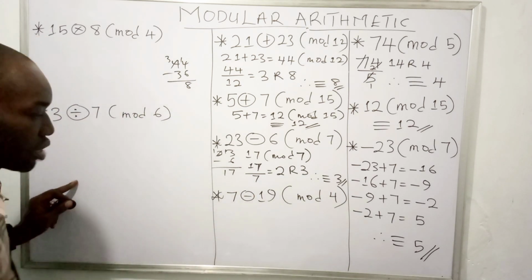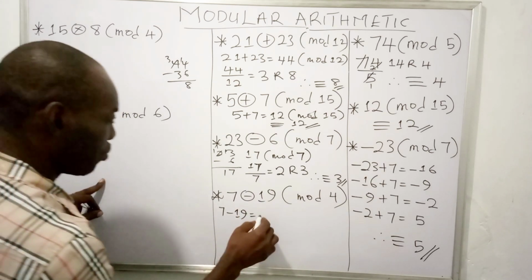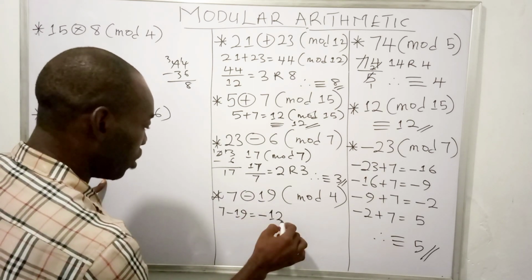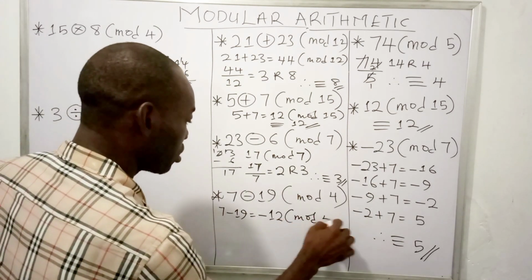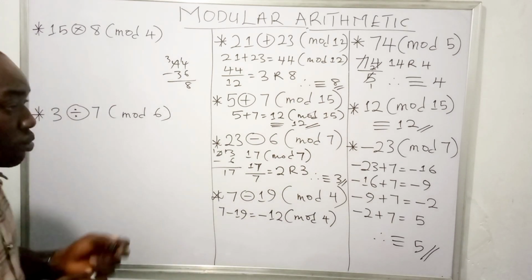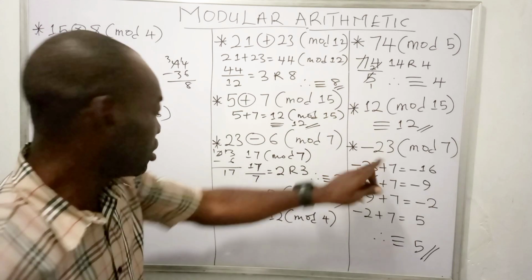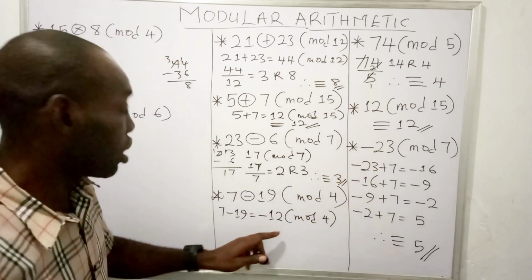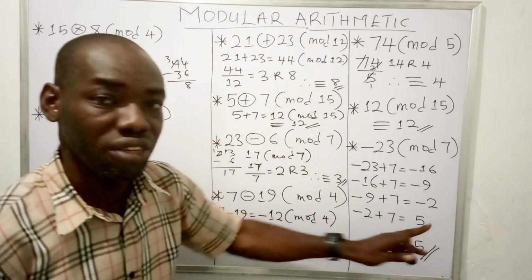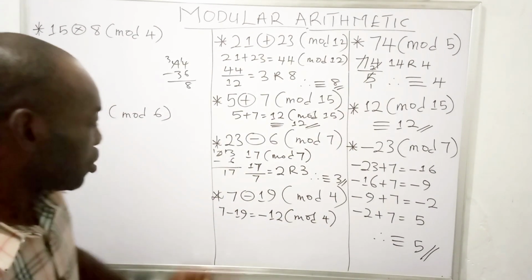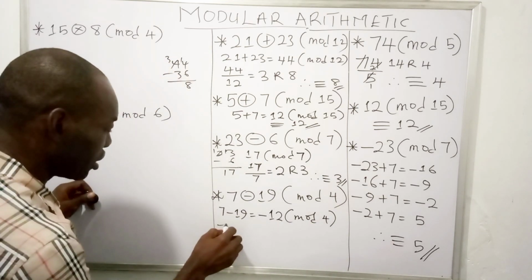So let's get to this one now. We have 7 minus 19, which gives us negative 12. So we have negative 12 mod 4. Remember what we did here: for a negative integer, to get the solution to that problem, you keep adding the mode until you have the first positive answer. Same approach here. Now we have minus 12 mod 4, so we keep adding the 4.